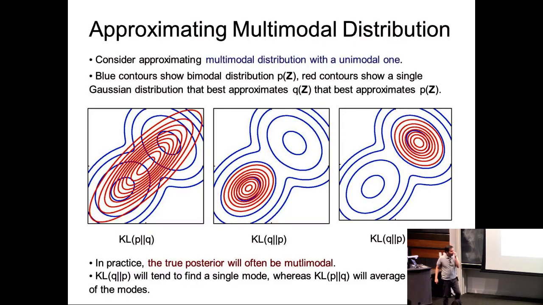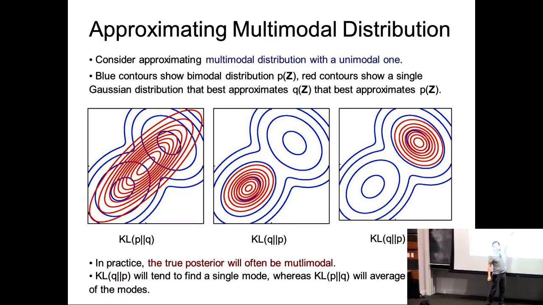So now what happens in the multimodal distributions? So let's say you have two distributions with a unimodal one. Then if you look at KLPQ, it will try to spread its mass over all the modes, right? If you look at KLQP, it will have to find a single mode, just explain this mode, right? And just ignore the other one.